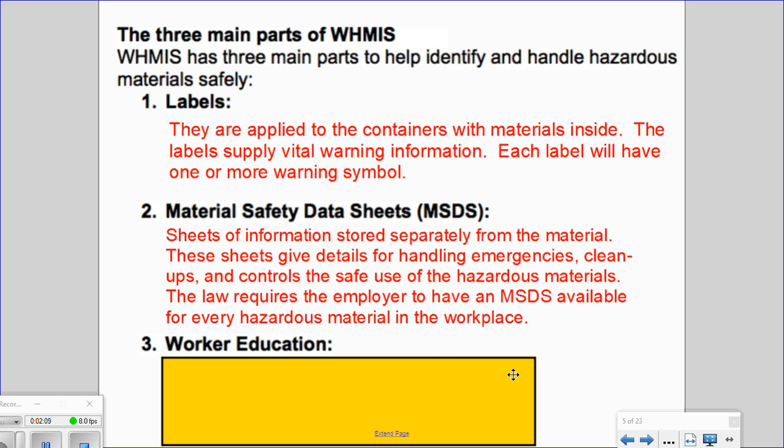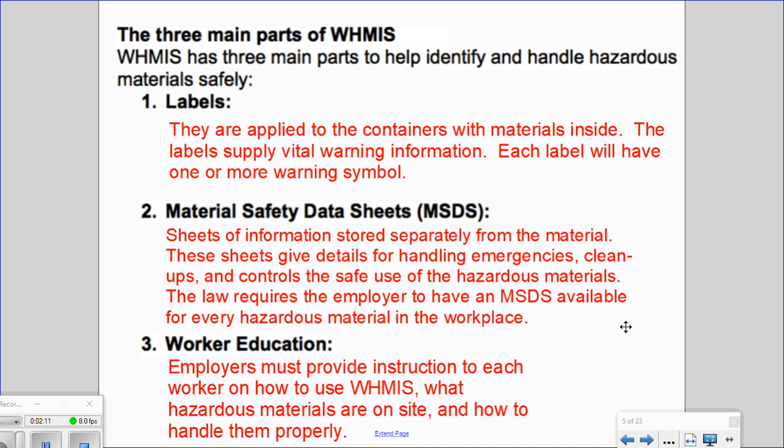And then lastly, worker education. Employers must provide instruction to each worker on how to use WHMIS, what hazardous materials are on site, and how to handle them properly.